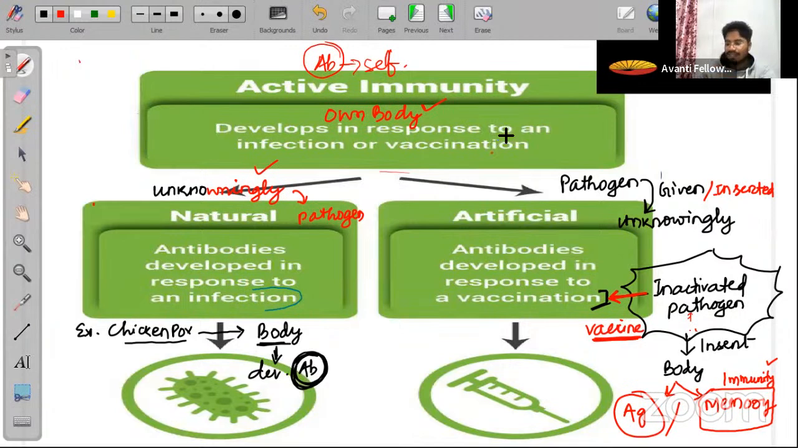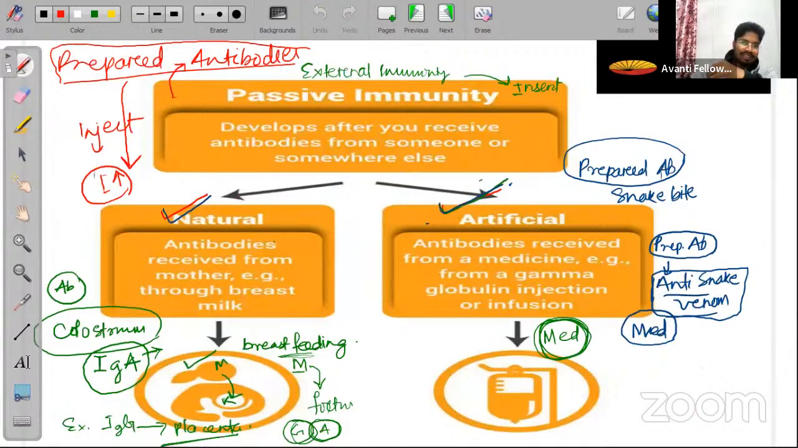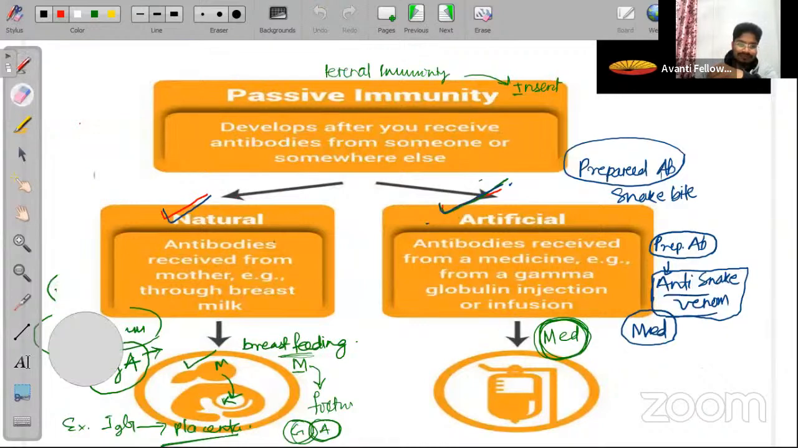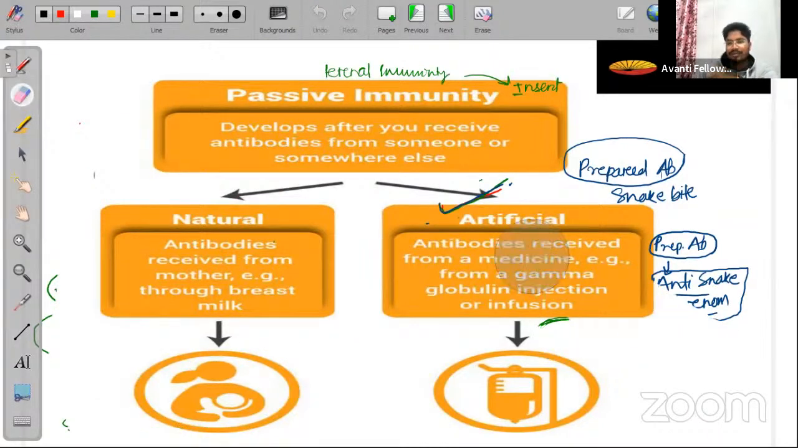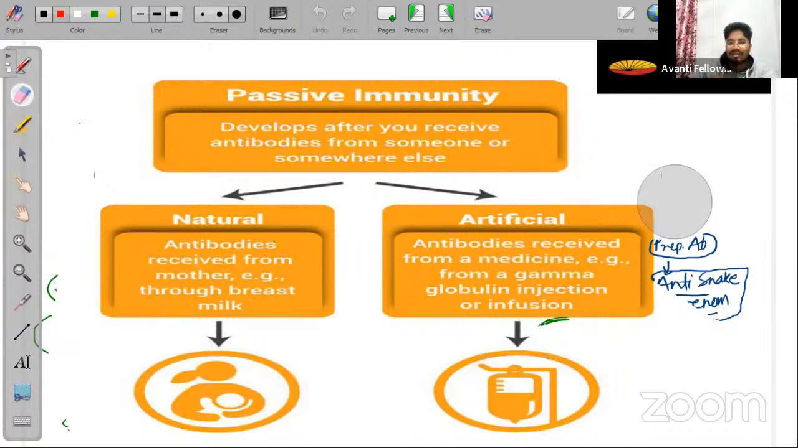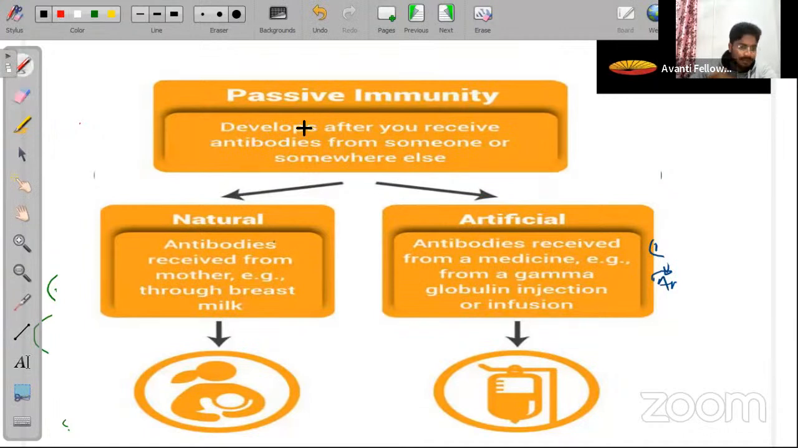And in the next slide, we'll be talking about passive immunity. Now we'll be talking about passive immunity, so that whatever doubt the Darwad students had gets cleared here. I told you that passive immunity is the immunity which is developed outside and given to our body. So a developed or prepared antibody will be given in our body. That is passive immunity. Prepared antibody will be given in the body.